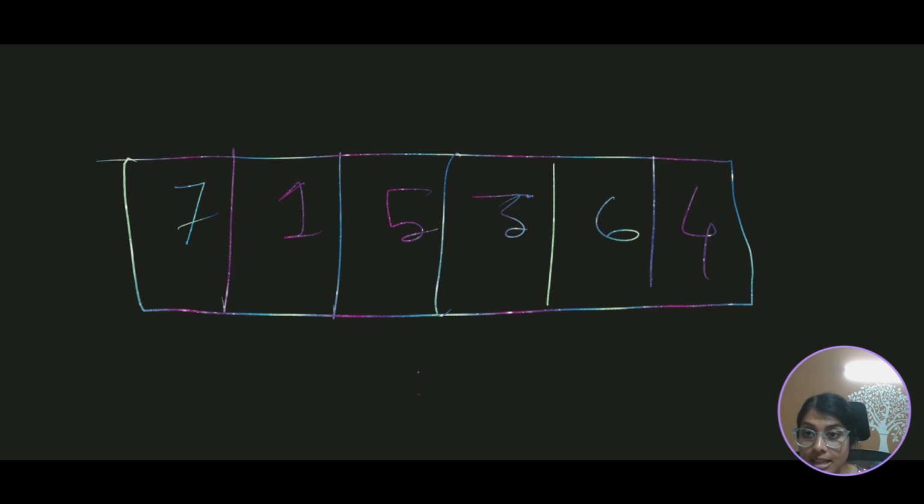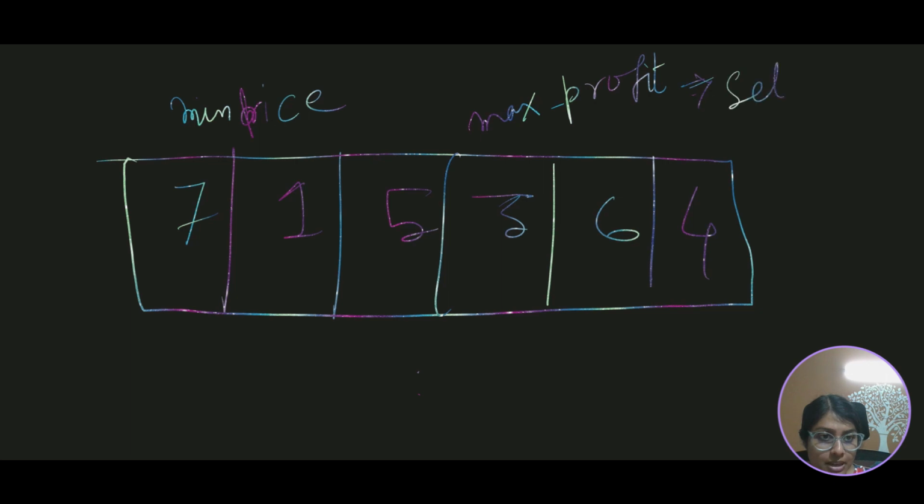Now, let's say we will take two variables separately. One being min price, where we will basically buy, and then we will max the profit. So what is the max profit? Max profit is the maximum of the sell price minus the min price, basically, right? That's what we need. So what are we doing here?